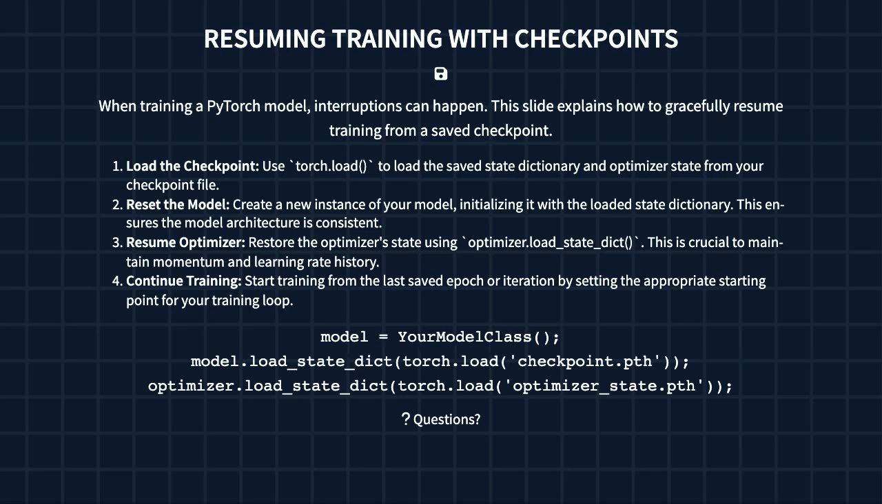Next up is the optimizer. You load its state using optimizer load state dict, which keeps track of things like momentum and learning rate history. Finally, just start your training loop again from where you left off. That's usually indicated by the epoch or iteration number from the checkpoint file.